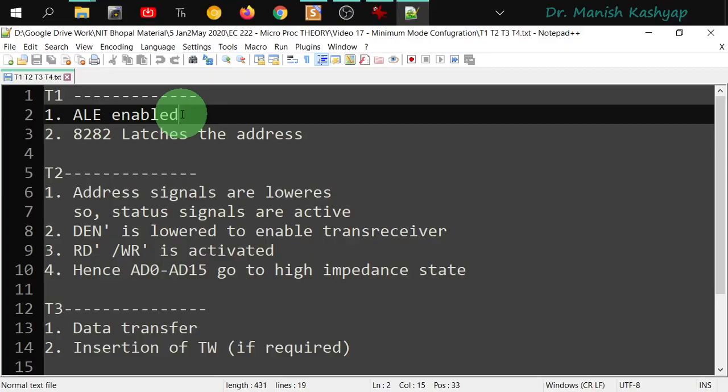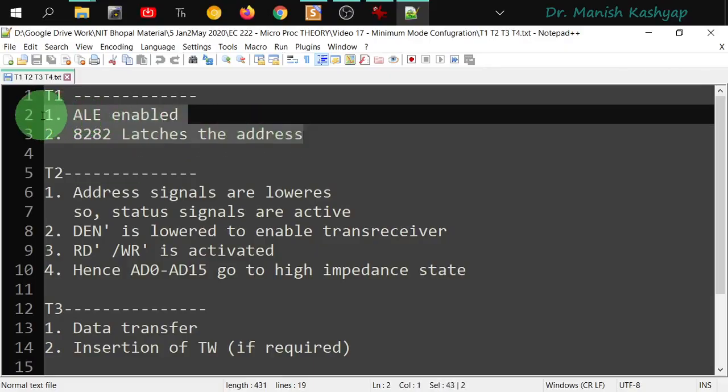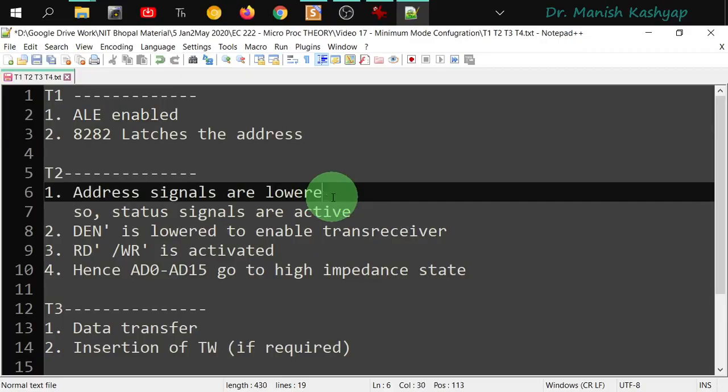So the first task that we have to do is enable this address latch enable signal, so that whatever address has been provided will be latched by the address latch that I have just shown you. The 8282 address latch will be there, and the address will be latched there. So in T1, these two things happen, and after that in the T2 state, the address signals are lowered. This happens in T2 state.